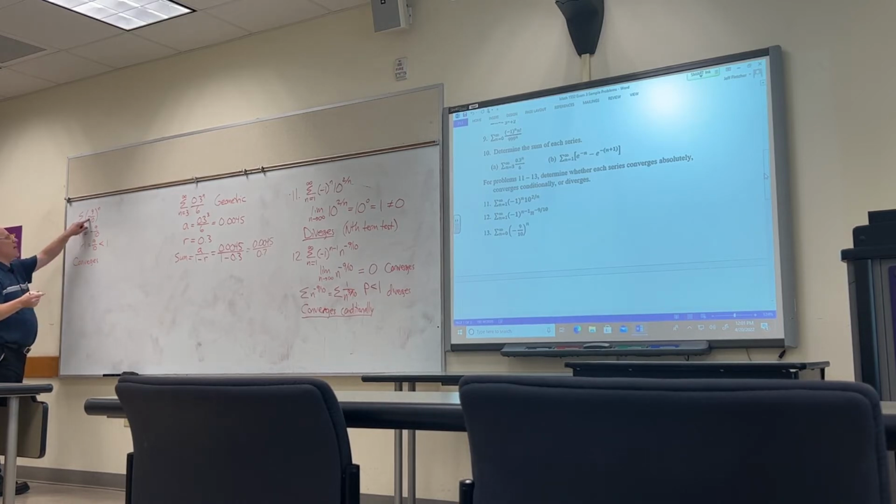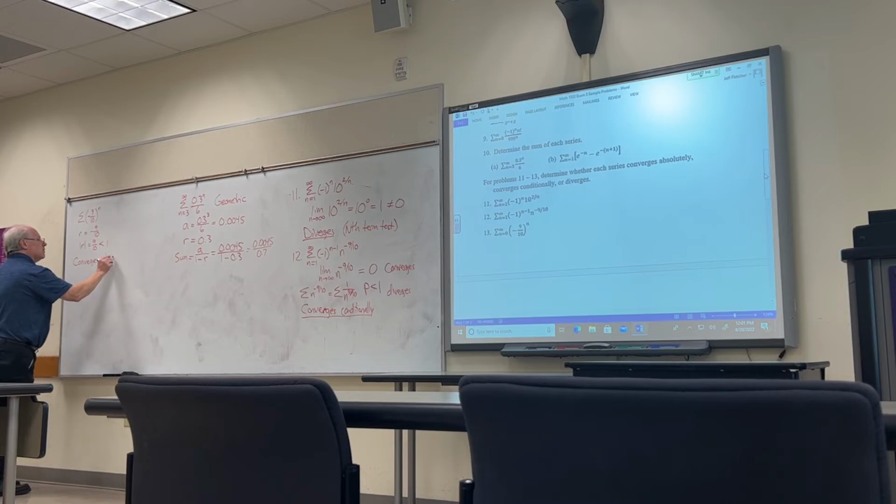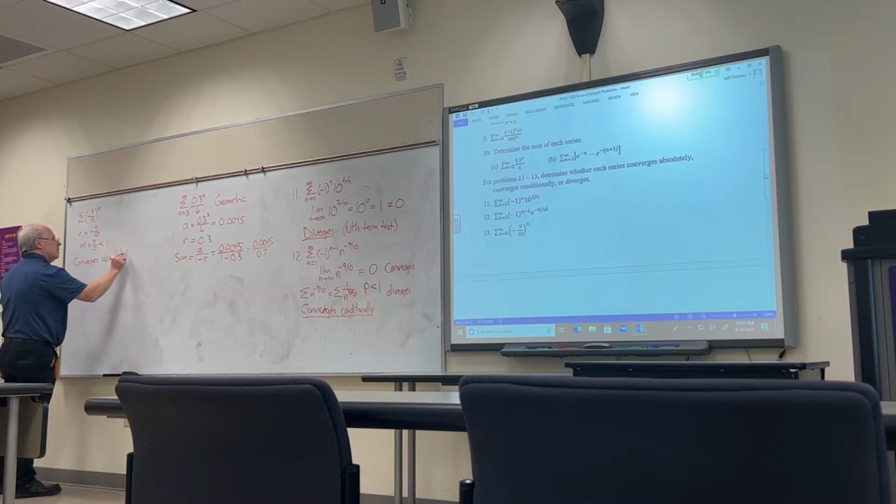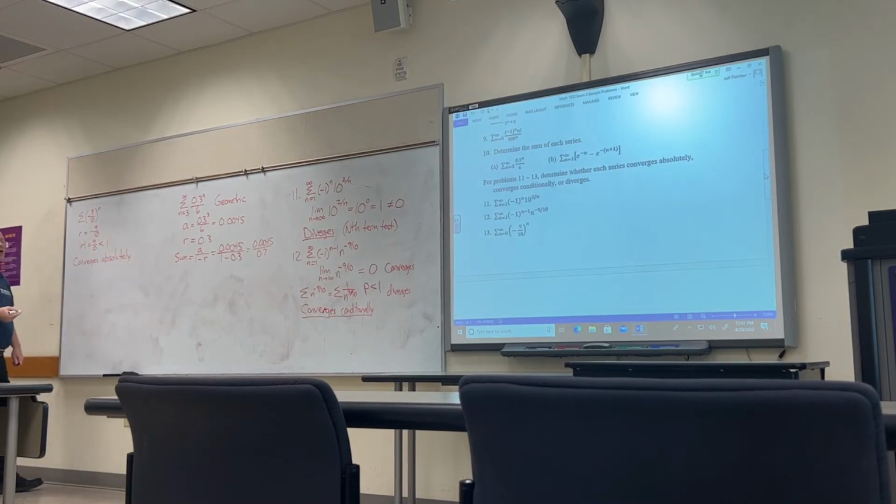Now, would that change if this was positive 9/10? No, it would still converge if this was positive 9/10. So does this converge conditionally or absolutely? Absolutely. Yeah, it converges absolutely, because it would still converge if you made the terms positive.